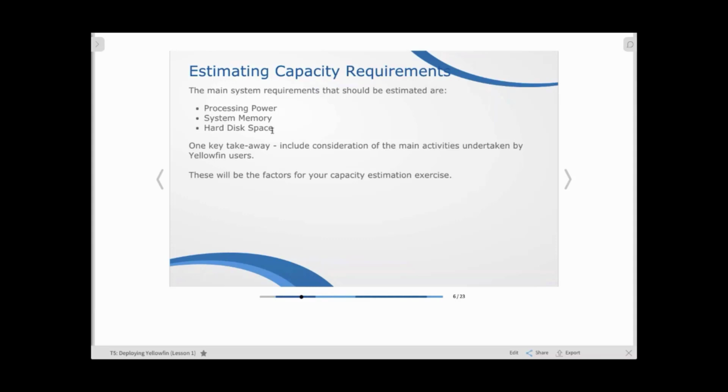The last point, which is the hard disk space, is last because in terms of computing resources, the hard disk requirements are essentially the cheapest of all three types over here, and also the least critical as well. So one of the key takeaways, while you're thinking about these three points in terms of estimating capacity, is also to include a consideration of the main activities that your users will undertake. So essentially your concurrent users, what will they actually be doing when they log into Yellowfin and use or perform analytics? And all these things will be factors for your exercise over here, okay?